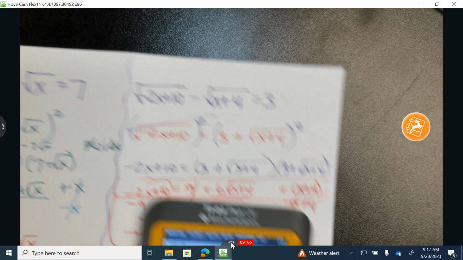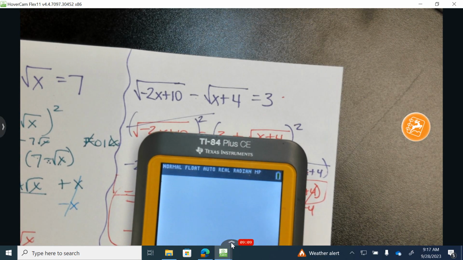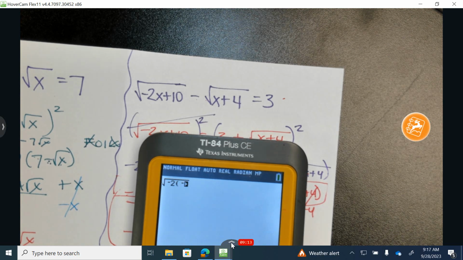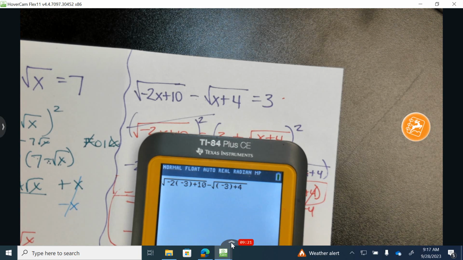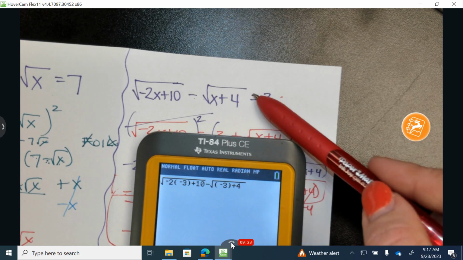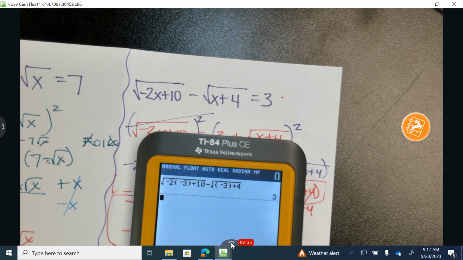This is our original problem. Unfortunately, again, I made that mistake. Let's start with the square root of negative 2. Let's substitute negative 3 as the first one. Now moving back, subtract the square root. Again, when you plug it in, please put it in parentheses. Now this must equal 3. The left side must equal the right side if this is a true math statement. It does. That means negative 3 is a solution.